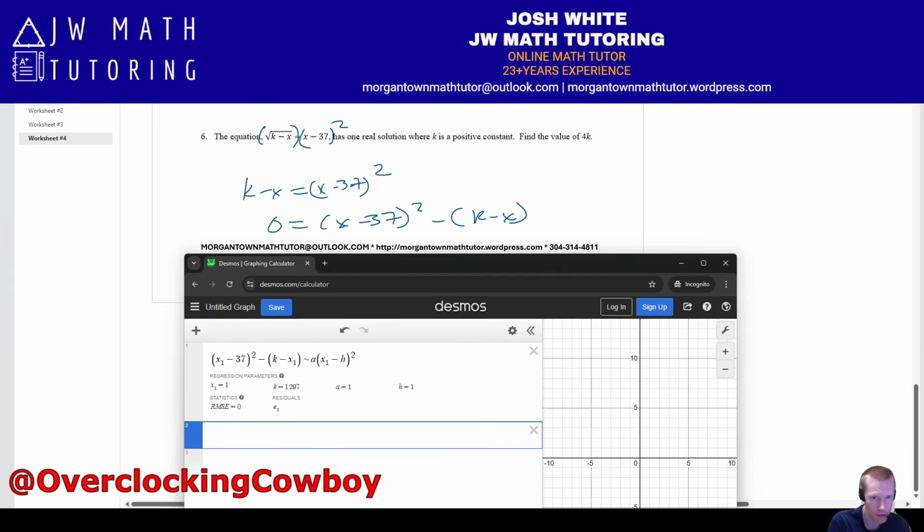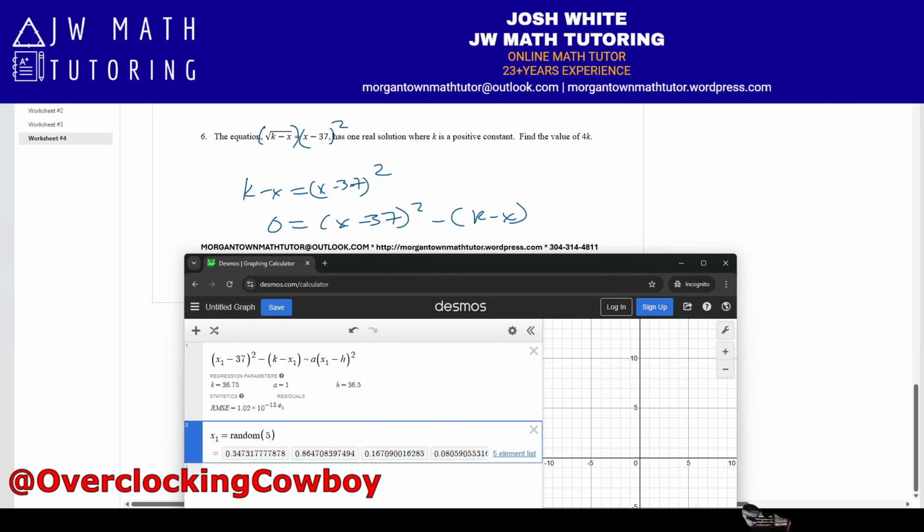So now what we have to do is just set a list. So let's do x1. Again, I'll do the random 5 numbers. Notice it gives us the values for k, a, and h. We don't care about h. We don't care about a. We only care about k. What is the value of 4k? Right there it is.